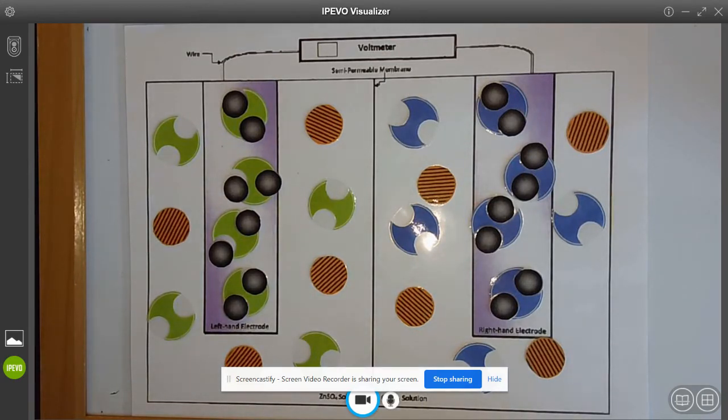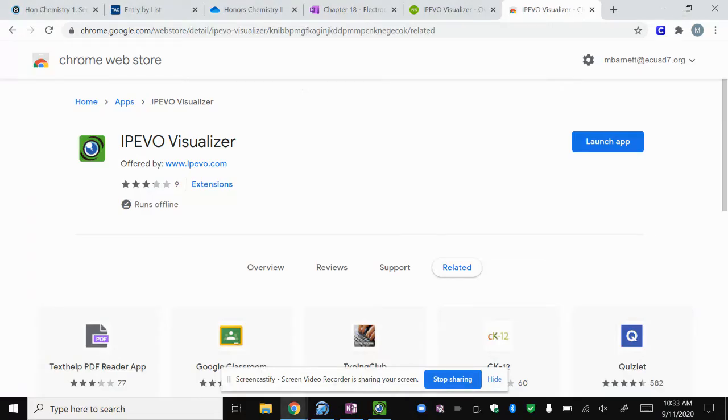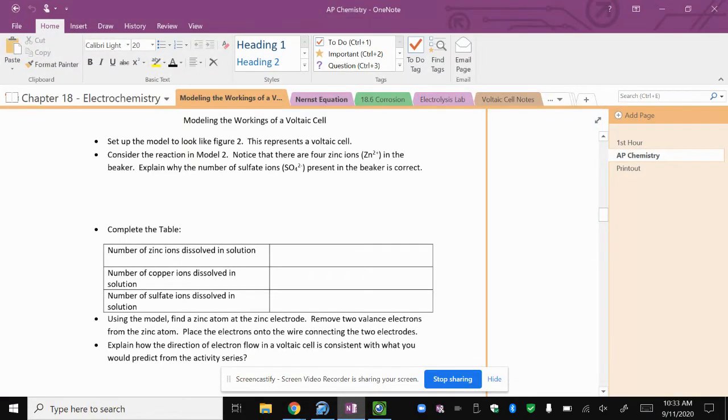All right, so I'm going to move out of my model here because you should have yours all set up. I'm going to fill in the worksheet with you. Okay, so let me minimize this. Let me open this. Okay, so you are to notice there are 4 zinc ions in the beaker. So those are the green colored shapes.